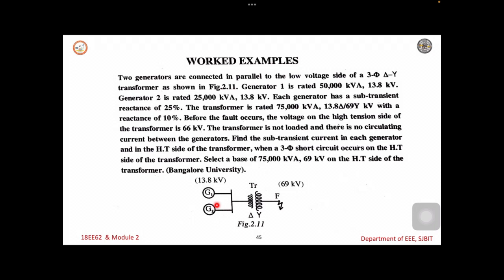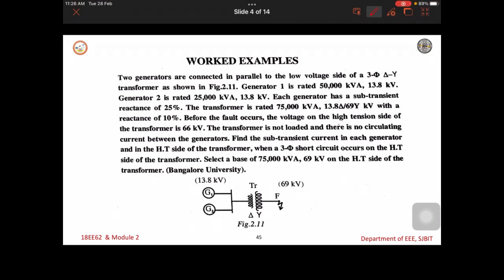The first problem has two generators connected in parallel, as you are seeing here. Two generators are connected in parallel to the LV side of a 3-phase delta-star transformer, as shown in figure 2.11. Generator 1 is rated 50 MVA, 13.8 kV, and generator 2 is rated 25 MVA, 13.8 kV. I converted kVA into MVA.